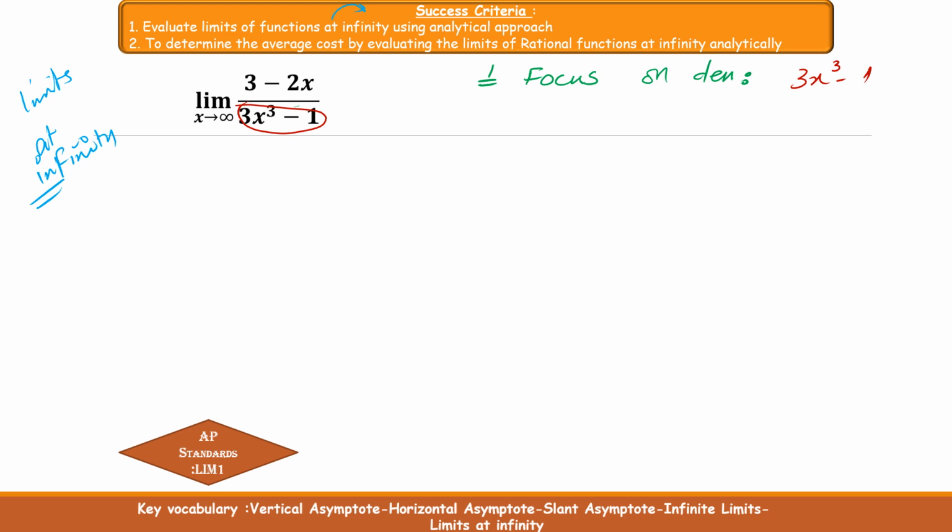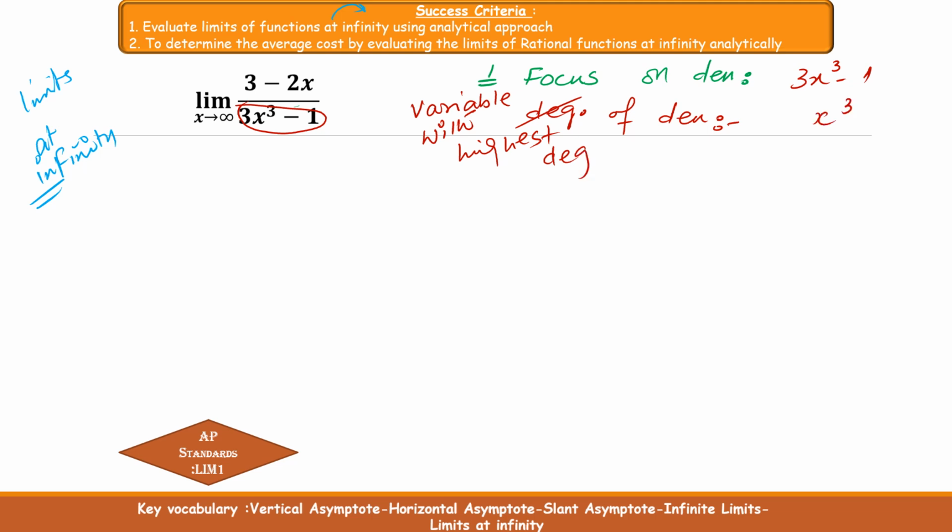Okay, once you focus, you see what is the degree of denominator. So the degree of denominator, or the variable with the highest degree, is 3. So what is the variable with highest degree? Write down the variable with highest degree. So that is x cube. Highest degree of denominator, that is x cube.